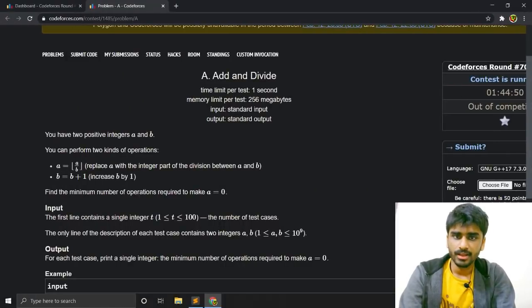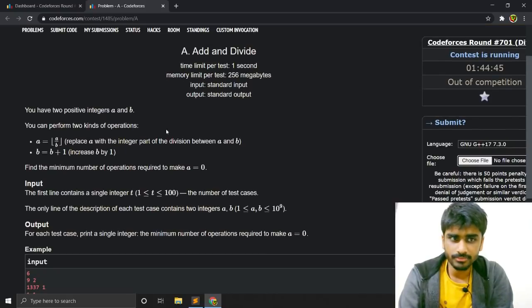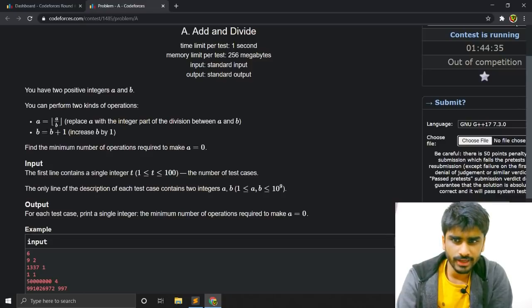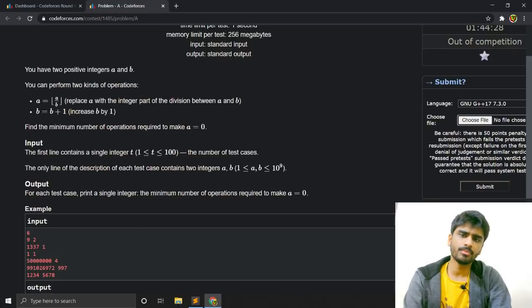Okay, anyway, so we're at this problem A right now, the first problem, and we're starting 15 minutes late. So you have two positive integers A and B. You can perform two kinds of operations. Either you can divide A by B or you can add 1 to B. And you want the minimum number of operations to make A equal 0.